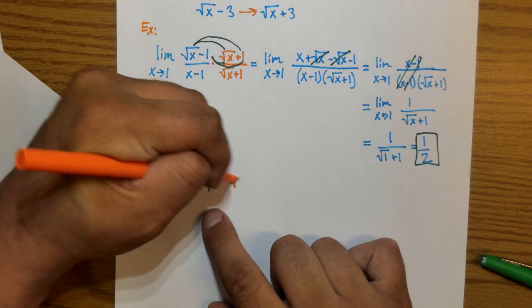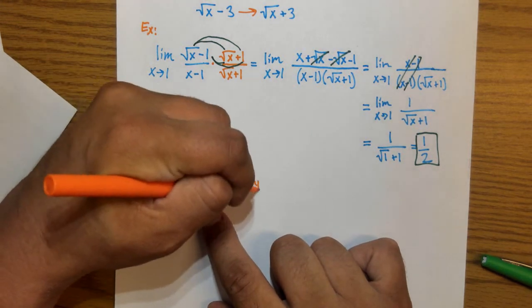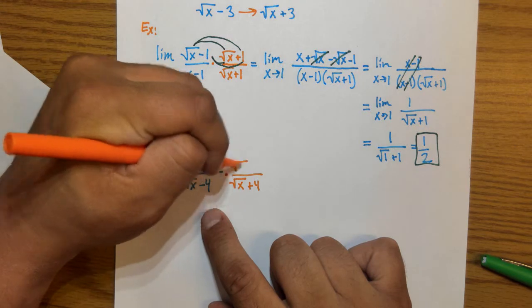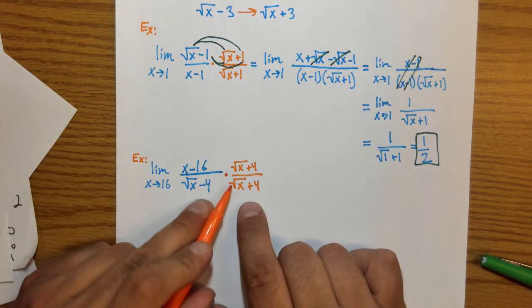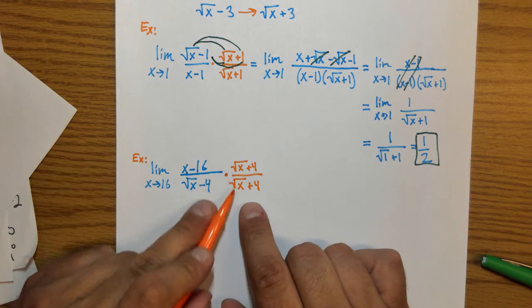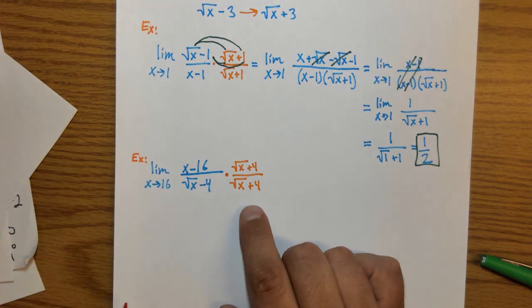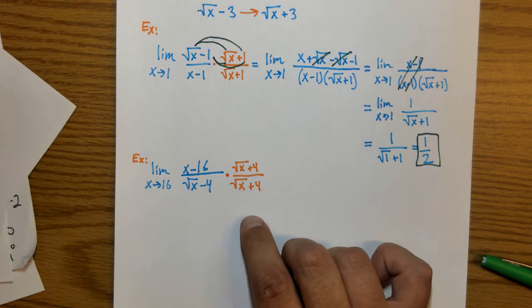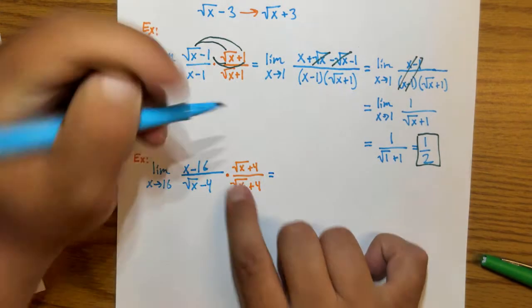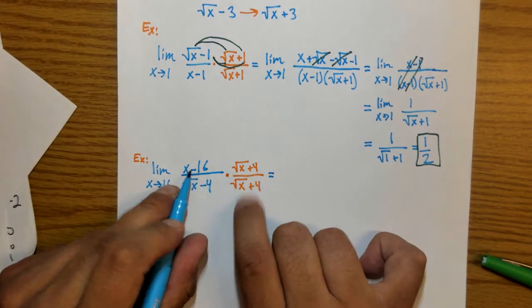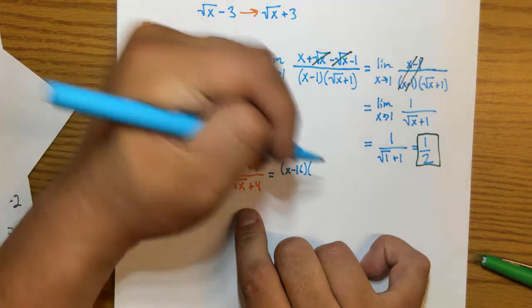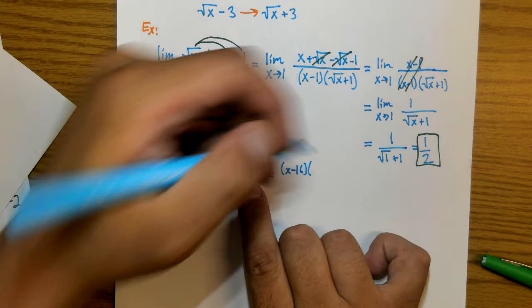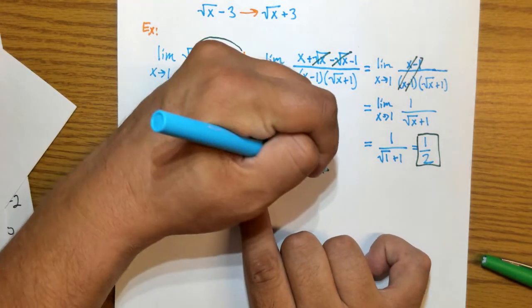So I'm going to multiply by the square root of x plus 4 and the square root of x plus 4. Remember, what I do to one side, either bottom or top, I need to do to the other one because I'm only allowed to multiply by 1. Okay, so let's go ahead and multiply this bottom out, and we'll leave the top this time just factored out as it is. X minus 16 and square root of x plus 4.